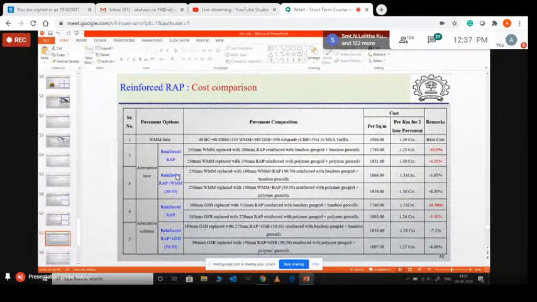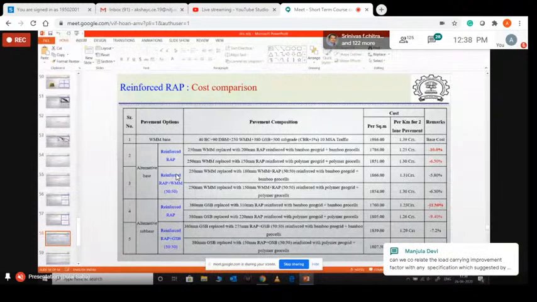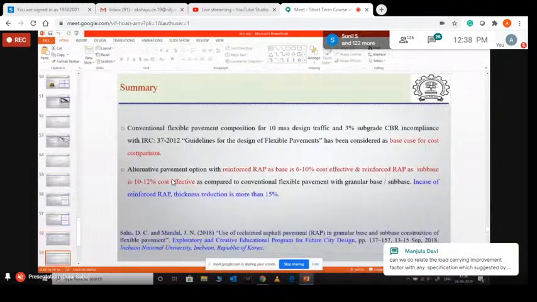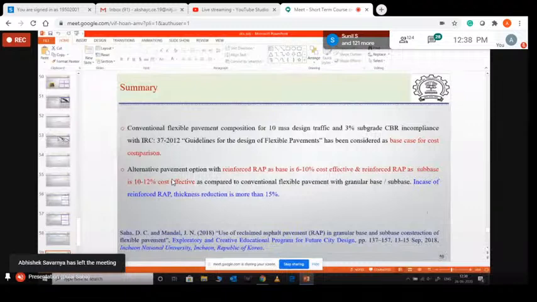Using these pavement layers, I found that using alternative base, the cost reduction is 6 to 10%. Alternative subbase cost reduction is about 10 to 12%. So what we have seen is that cost reduction is also possible, and load carrying capacity improvement is also there.